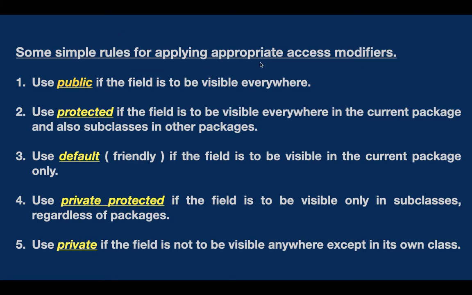Now, these are some facts which we need to remember after interpreting the table. Some simple rules for applying appropriate access modifiers. Use public if the field is to be visible everywhere. If you want any particular member to be visible everywhere in the program, it needs to be declared as public. Use protected if the field is to be visible everywhere in the current package and to subclasses in other packages. If you want a member to be visible to the package where it has been declared and to any other package but only to a subclass, then you declare it as protected.